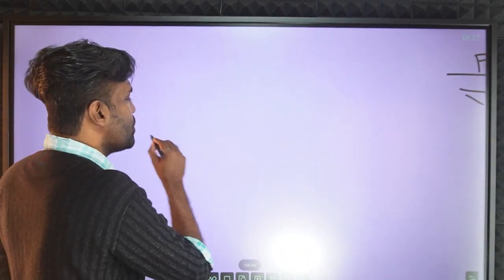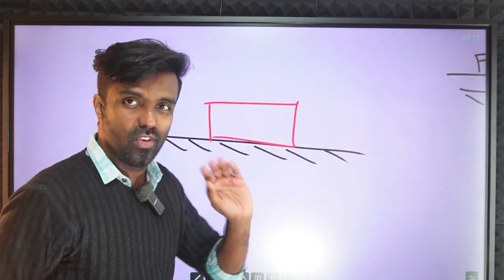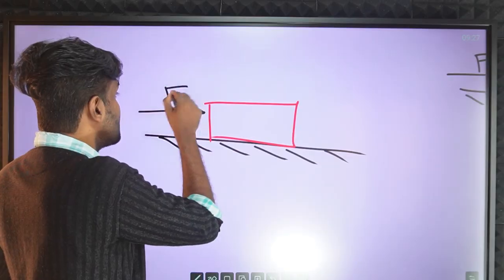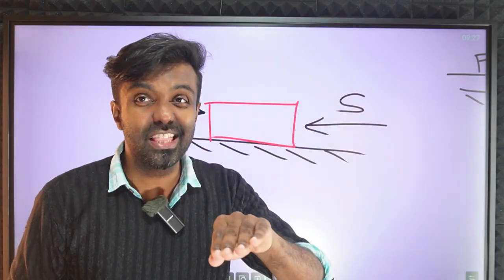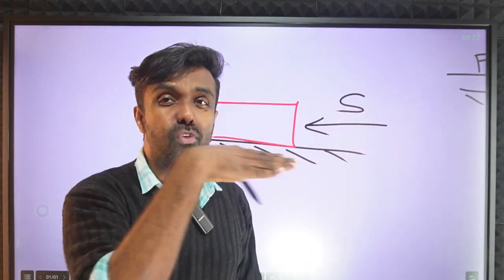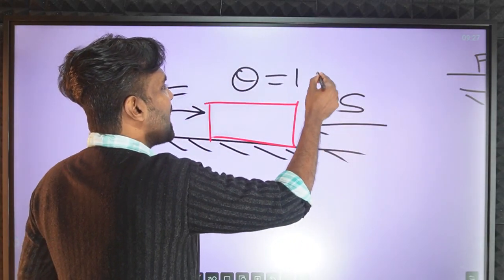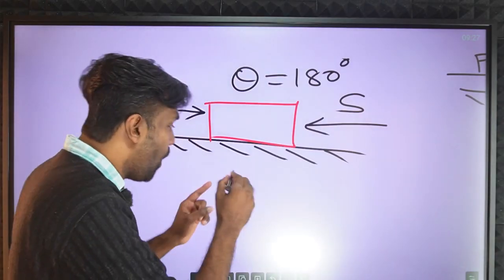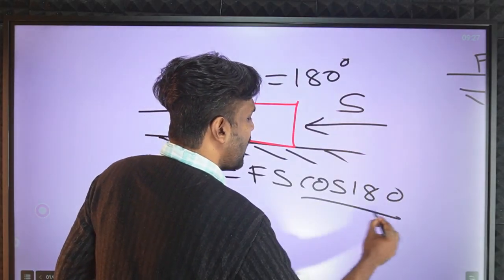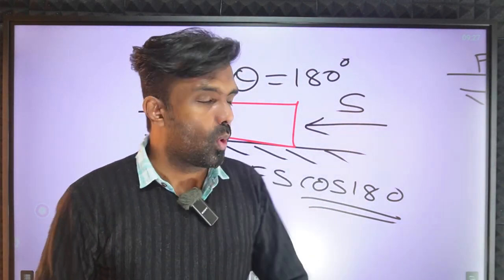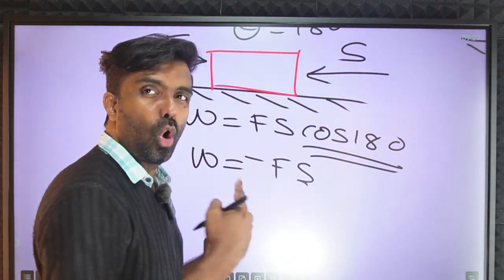Then next one is called negative work. During negative work, again consider this as a floor, and over the floor consider an object, and you are applying a force, but the body displaces against the applied force. During that time the angle theta will be 180 degrees, guys. Now W equals Fs cos 180. The cos 180 will be minus 1, so you can write W equals minus Fs. This is called negative work.